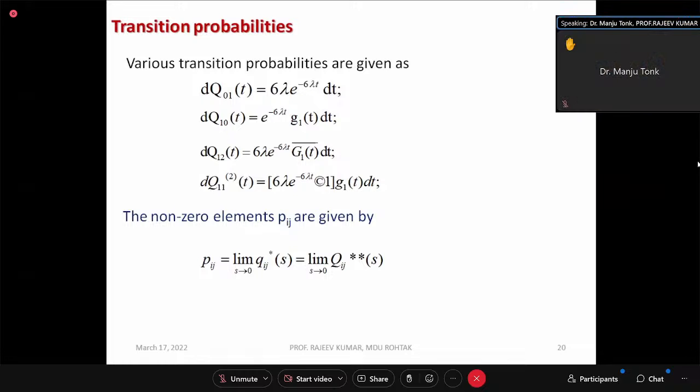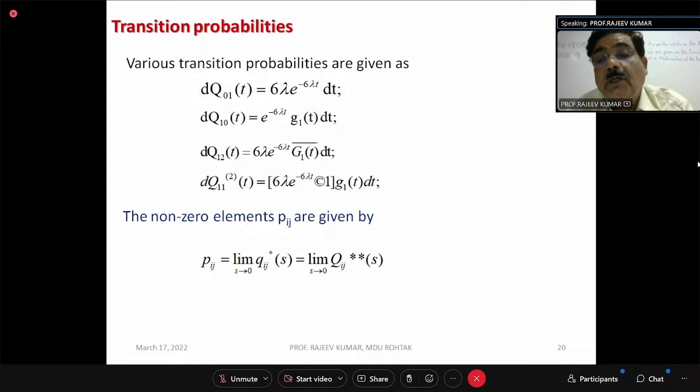That's why I'm calling it 6 out of 7. All 6 out of 7 are identical. Each of them has a failure rate lambda, and that's why we can have 6 lambda e to the power minus 6 lambda t. However, we can generalize this model.